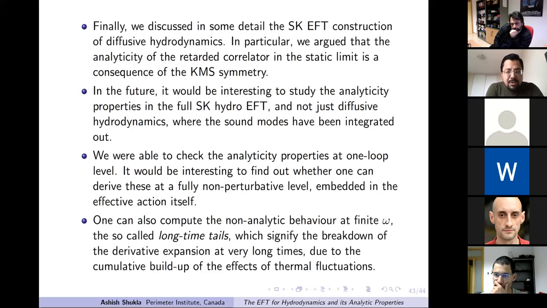One can also compute the non-analytic behavior at finite omega, which is something Sasha pointed out, which are called the long time tails. And these signify the breakdown of the derivative expansion at very long times due to the cumulative buildup of the effects of these thermal fluctuations. So this is a work in progress where we are studying these long time tails in diffusive hydrodynamics, which are non-analyticities in omega rather than K.